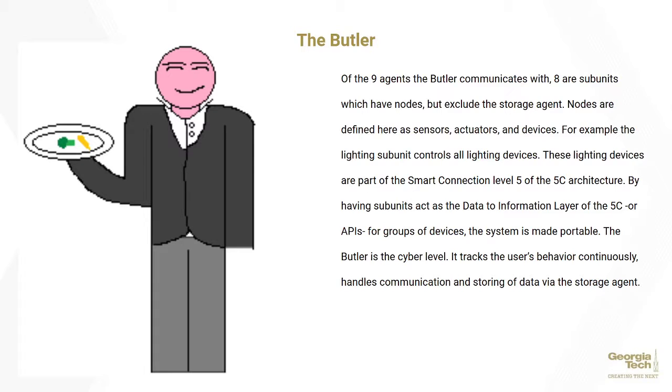The butler is the cyber level. It tracks the user's behavior continuously, handles communication and storing of data via the storage agent. So the storage agent is a bit trivial. The cloud computing aspect of it is not so important to the user as the sensors, actuators, and devices of the other subunits. Obviously, if the storage agent were to have an error, the user would be informed by the system that it had some sort of a fault, as it would with any other subunit. But for the purpose of discussion, the other 8 subunits here are the focus.